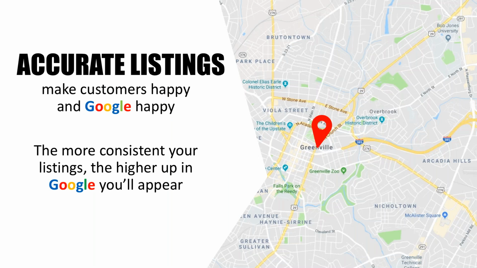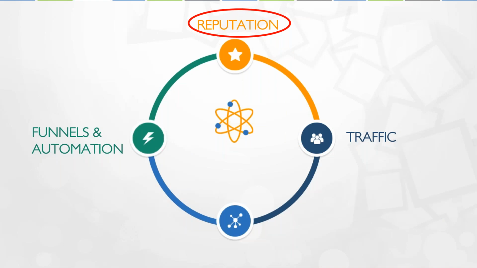Have you ever wondered why you're there when you have somebody with less reviews than you that has a higher ranking on Google Maps? Well, it's probably because they have more accurate listings or more listings. So that's one of the ways that you can increase the level of traffic that you have coming to the site. Then you have to look at reputation.